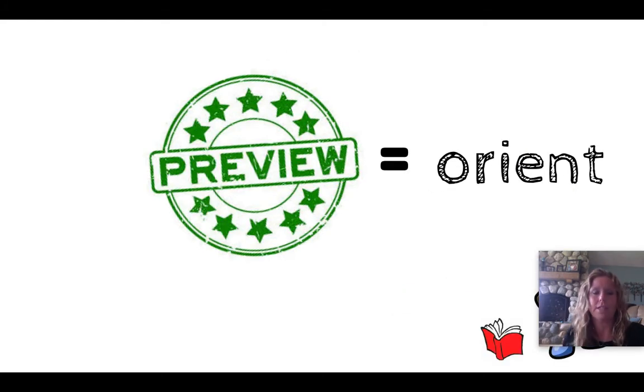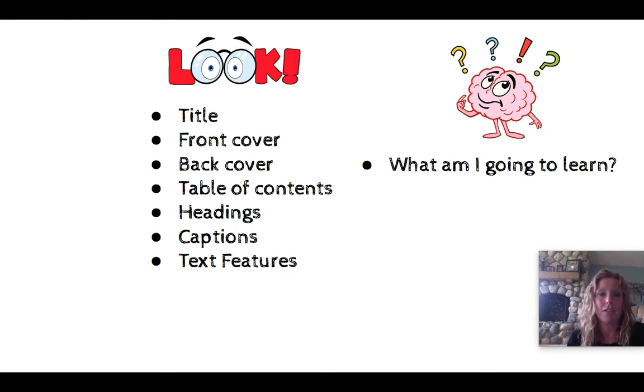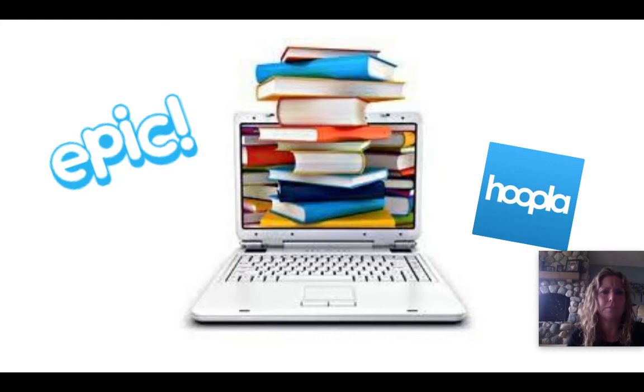As I was getting ready for today's lesson, I realized that I was doing something naturally that we talked about months and months ago that readers do before they read a new text: they preview or orient themselves to a new text. Orient just means kind of getting familiar with. So today I want to remind you that readers orient themselves to a text before they begin reading. They do that by looking at the title, the front cover, the back cover, the table of contents, headings, captions, text features, and ask themselves, what am I going to learn?